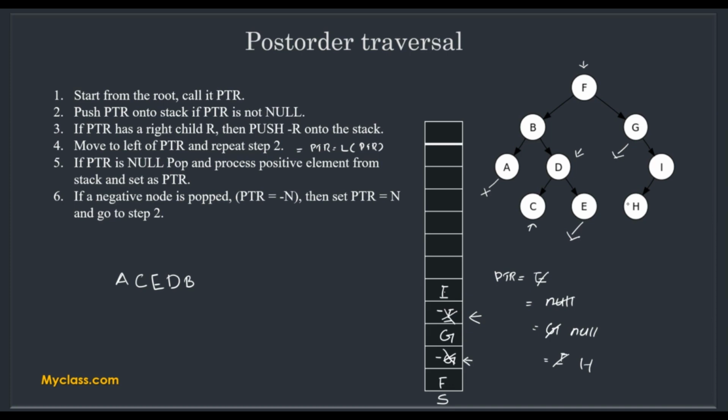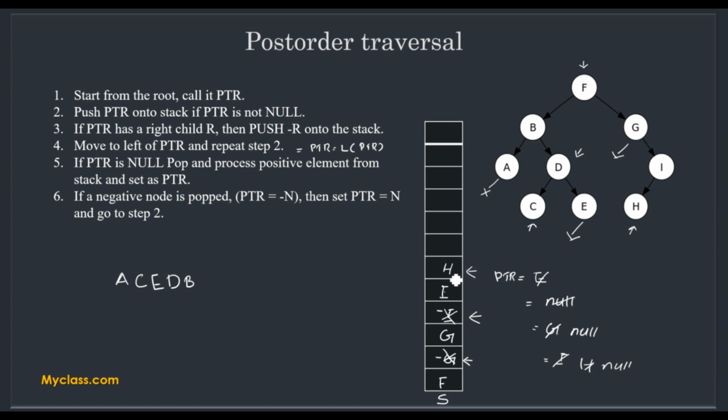Right of I is also null, so we are not pushing; there is nothing to push, and the left child is H. So now PTR equal to H. After PTR equal to H, we are pushing H also to our stack. Now PTR becomes the left of H, that is null. If PTR became null, we are here at steps 5 and 6.